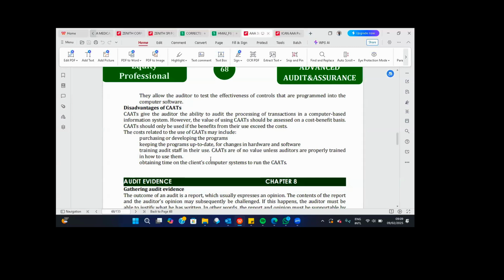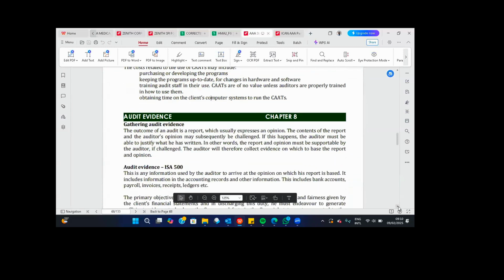So what is audit evidence? According to ISA 500, audit evidence refers to any information, refers to what? Any information used by the auditor to arrive at the opinion on which his report is based. Any information used by the auditor to arrive at the opinion on which his report is based is known as what? Audit evidence. I hope that is clear. I hope we understand that.